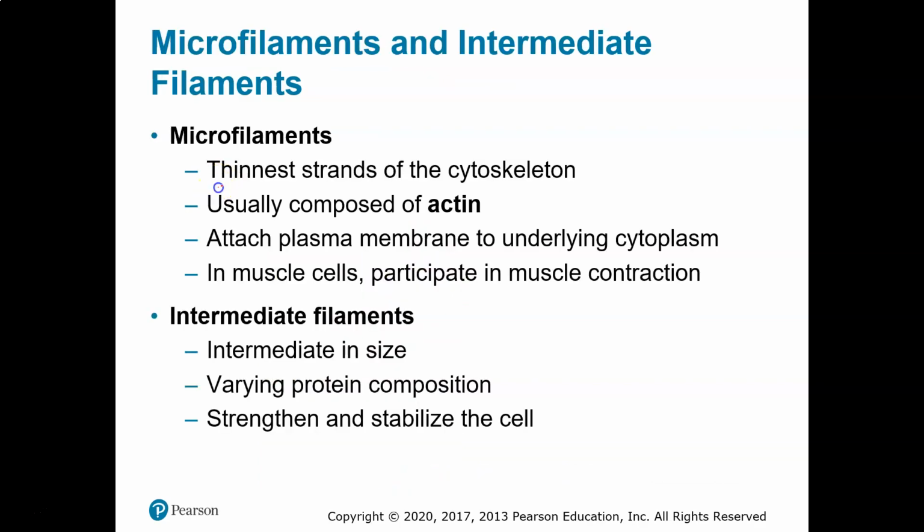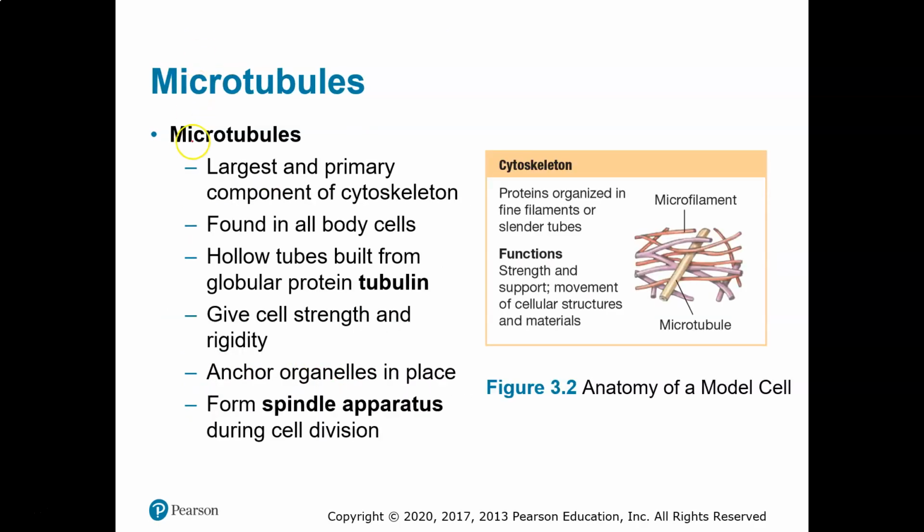Microfilaments are the thinnest. They are usually composed of a protein called actin. They attach the plasma membrane to the cytoplasm, and they participate in muscle contraction. Intermediate filaments are medium size or intermediate in size. They strengthen and stabilize the cell. And microtubules are the largest, and they are built from the protein tubulin. They give the cell strength. They anchor organelles in place so they're not moving around everywhere. And they also form the spindle apparatus during cell division.